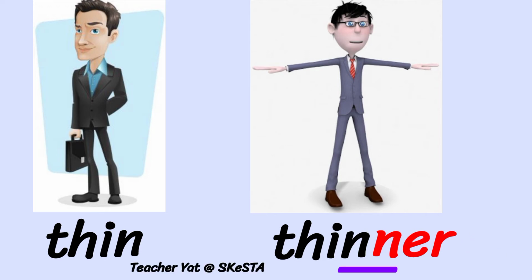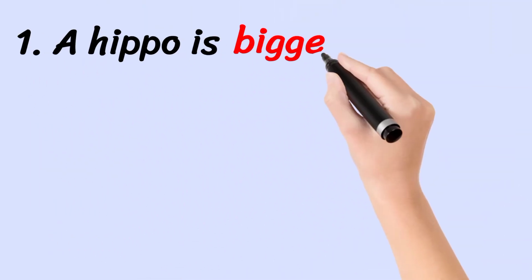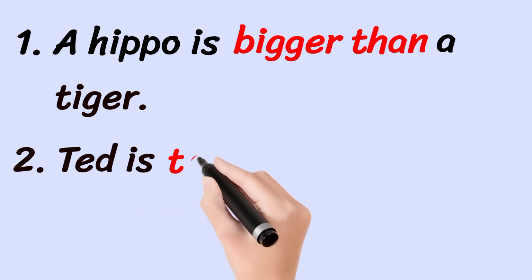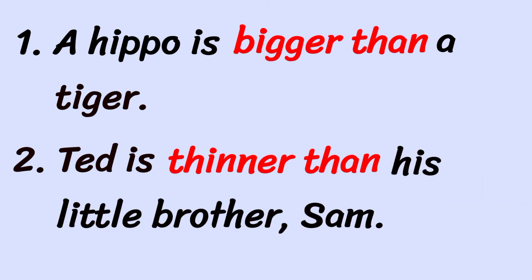For examples, first, a hippo is bigger than a tiger. Seekor badak air adalah lebih besar daripada seekor harimau. Second, Ted is thinner than his brother Sam. Ted lebih kurus berbanding adiknya Sam.